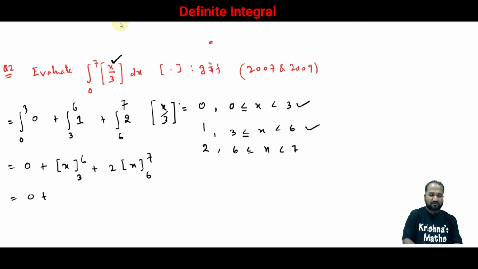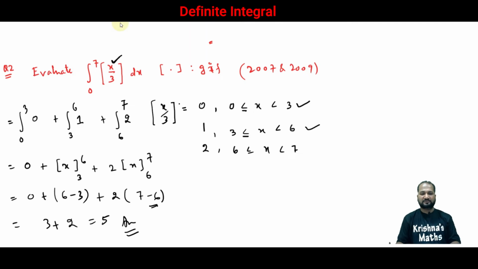So this is 0 plus x, write 6 minus 3, upper limit minus lower limit, 2 into 7 minus 6. So 6 minus 3 will be 3. 7 minus 6 is 1. 1 into 2 will be 2. And 3 plus 2 will be equal to 5. This is your answer.